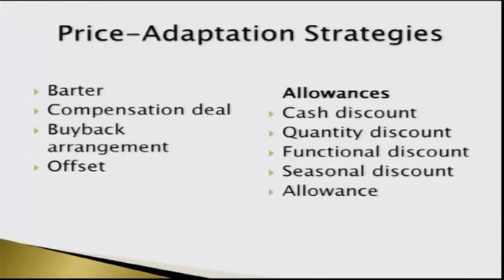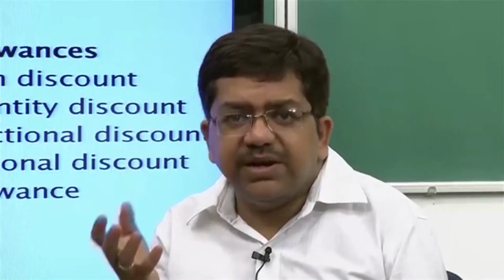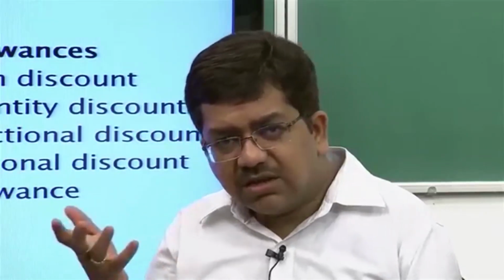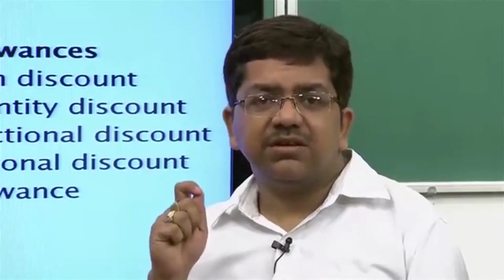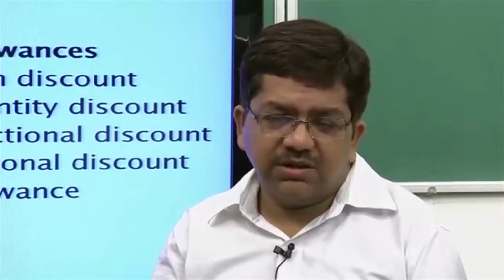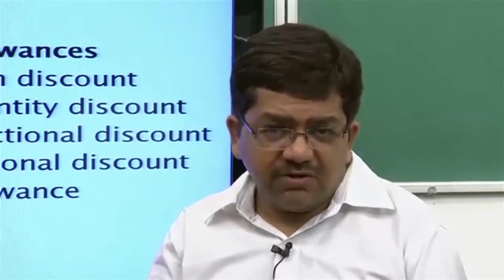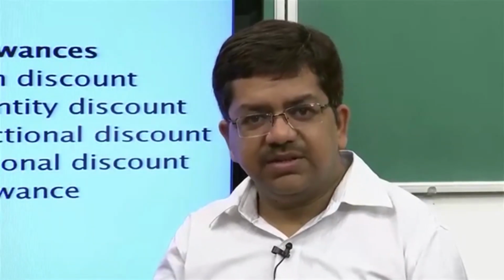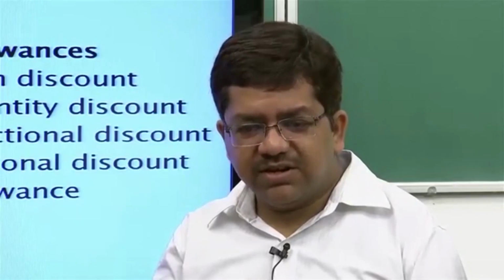There are other kinds of price adaptation, things like barter, compensation deal, buyback arrangement, offset. So basically the sellers try to come out with a mechanism so that if the buyer is not able to pay directly, they can pay in terms of other products or other services. Like one example is that when Pepsi sells cola syrup to its partners in Russia, they sell that in return for vodka. It sounds a good deal that you get a liquor in return for the Pepsi that you sell. So these are the different kinds of arrangements which are possible.